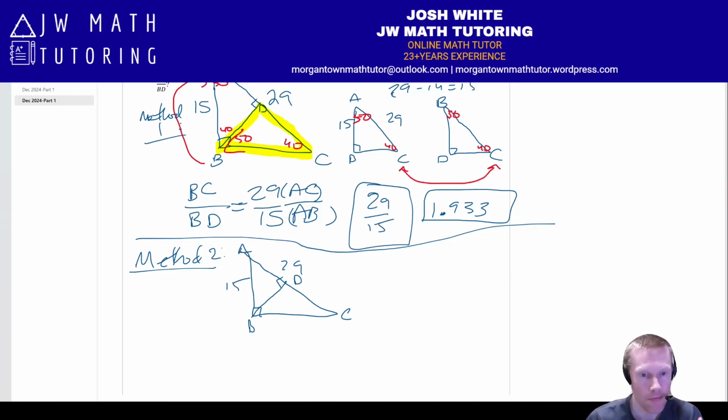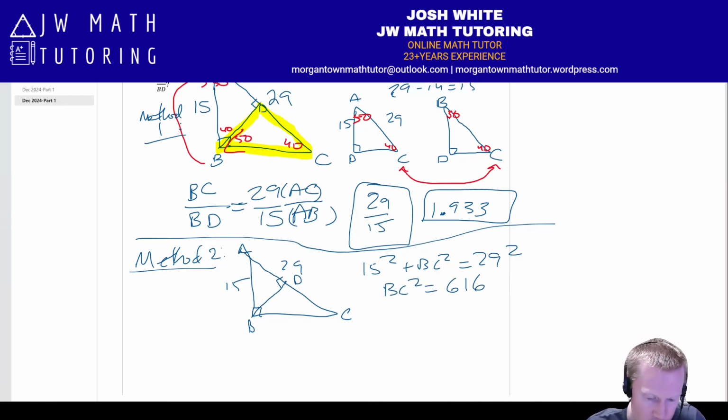So I'm going to first find BC by using Pythagorean theorem. 15 squared plus BC squared equals 29 squared. I can get this leg of the triangle down here. And so technically, if you were writing this out, BC squared is going to equal 29 squared minus 15 squared, and then you could square root it.